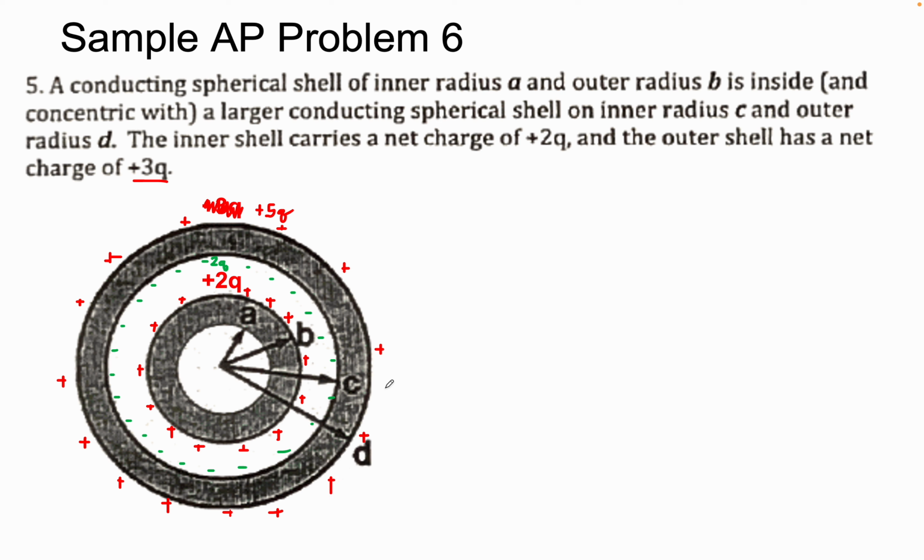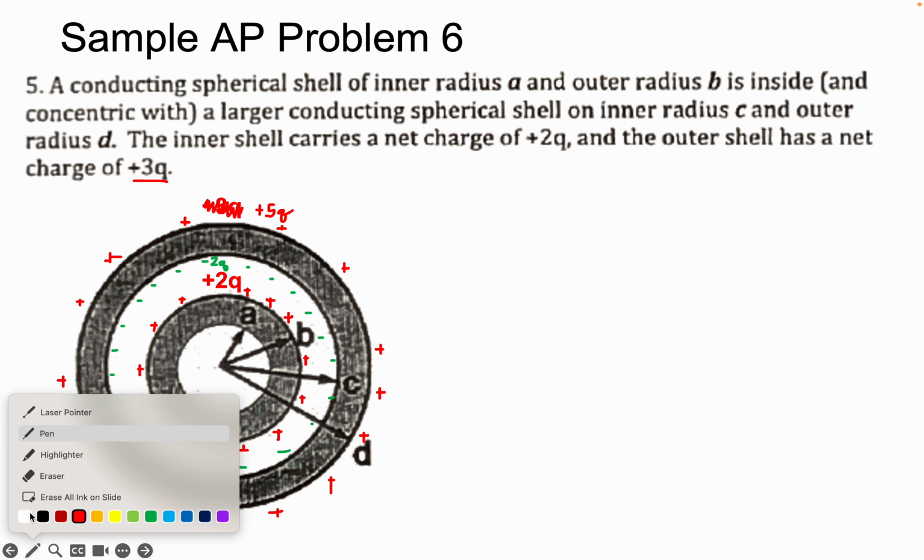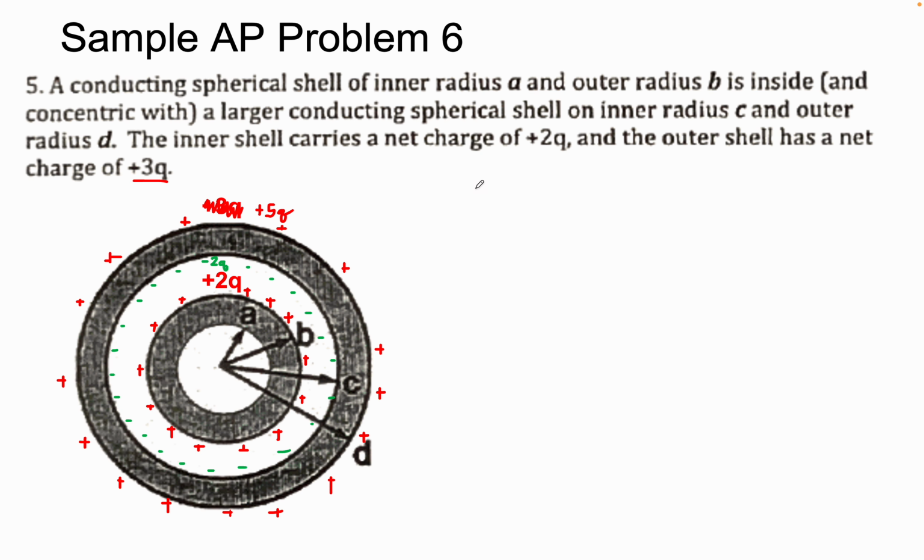They probably want to know the field inside and outside and all around this. Nice thing is, the electric field for all points where R is less than B is just going to be 0, because there's no charge inside of any shape there. That is, within this thing, or even inside of this shell, all the way out to B, there's no charge.